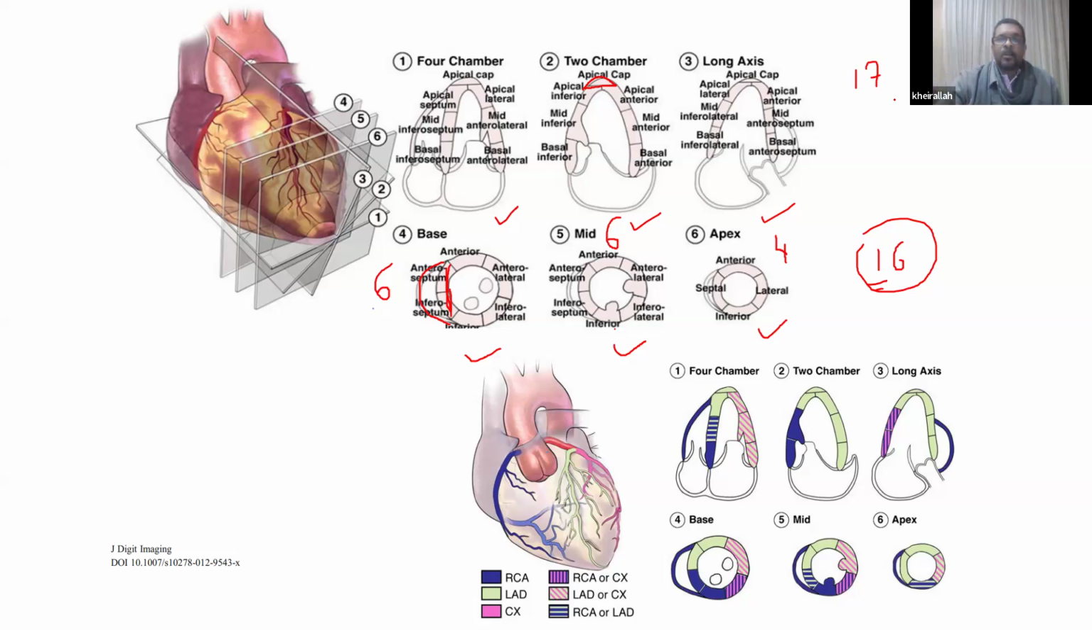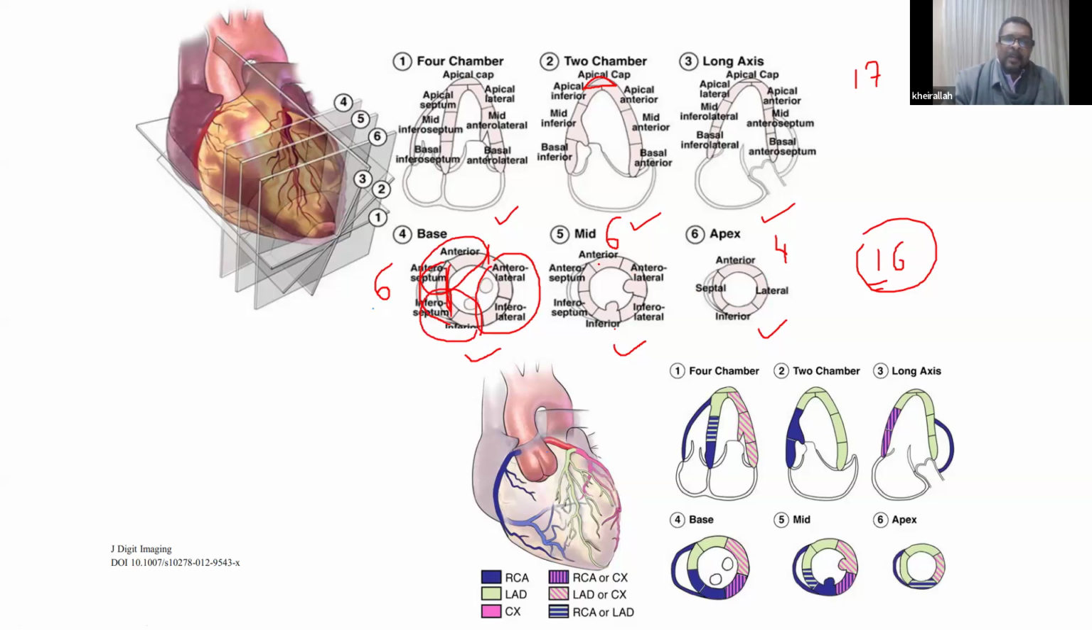17 segments correspond to the different coronary artery distribution. We know that if I take the anterior with the anterior septum, what is it? It is LAD, right? If I take the anterolateral with the inferolateral, this is what? Circ. If I take the inferior with the inferior septum, this is what? RCA. Yeah. So why is this segmentation important?